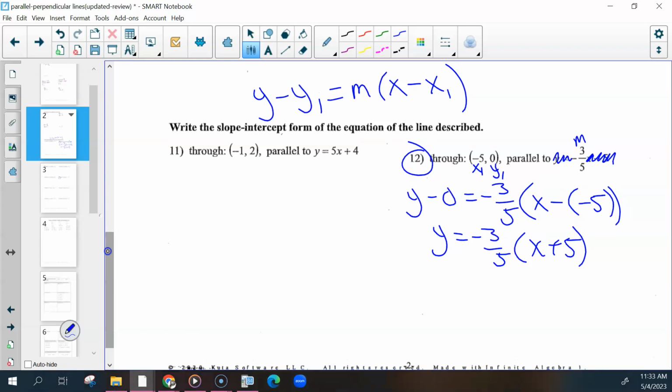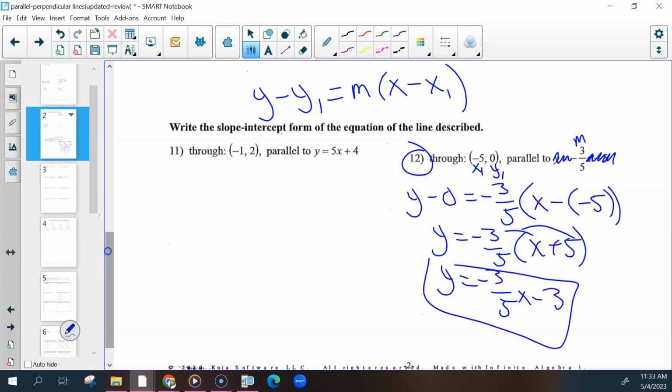Then you would distribute the negative 3/5. This would just become negative 3/5 x. Multiply negative 3/5 and 5. What did you get? So this is the equation that is parallel to the one that was given, and that goes through that point. Before we continue, what questions do we have on that process, or how we got that answer? Okay, going on to the next page.